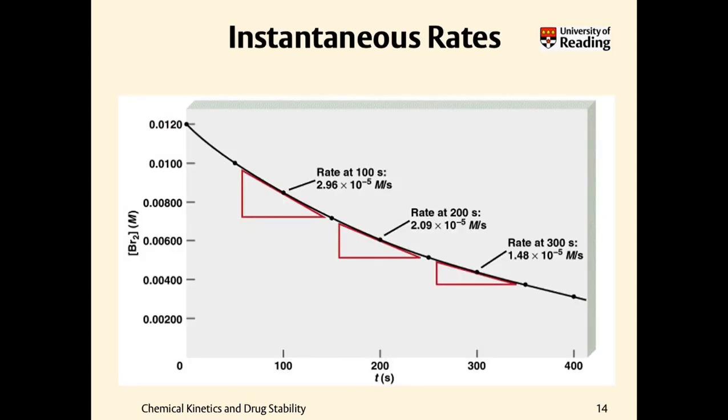And you can then see the instantaneous rate at different points along that curve, where you have measured the concentration of bromine against time, by taking the gradient of the curve at every time point. The gradient of the tangent to the curve at each time point will tell you what the rate of the reaction was at that point in time. So these are instantaneous rates measured from a curve of reactant concentration against time.